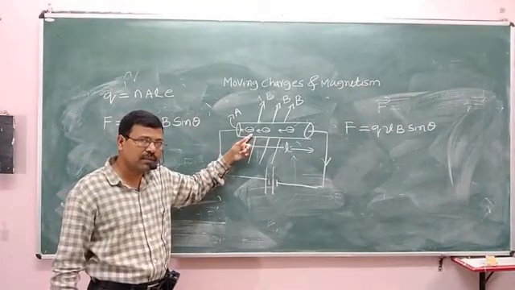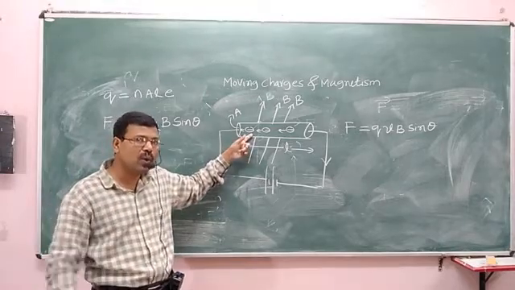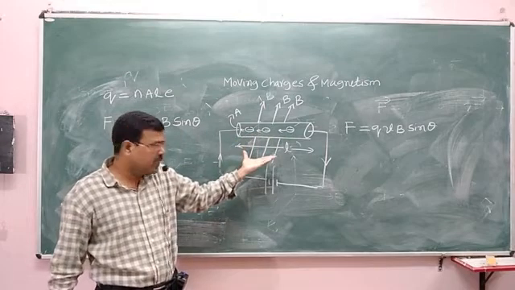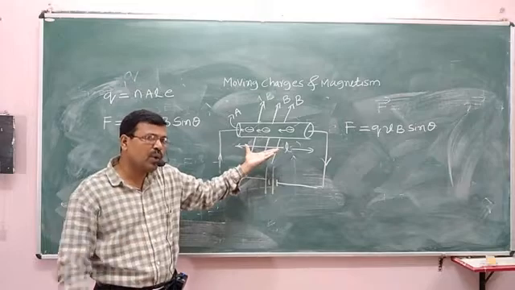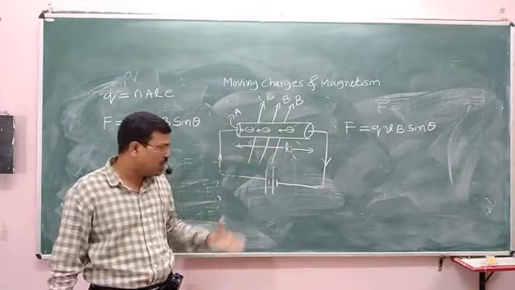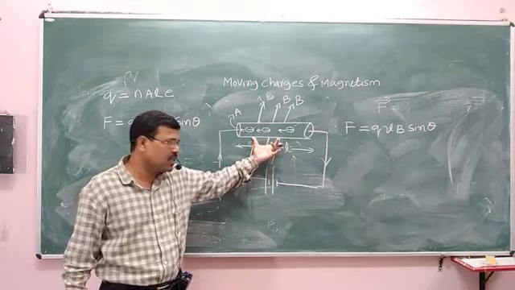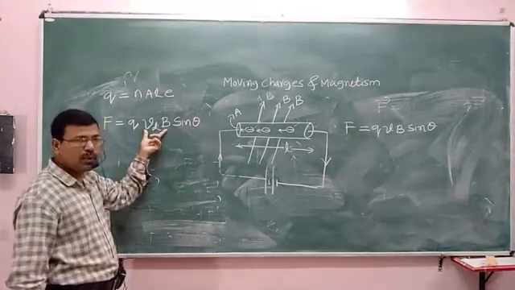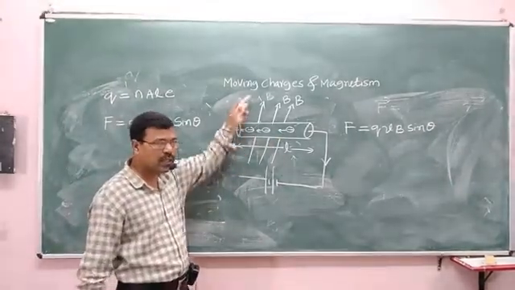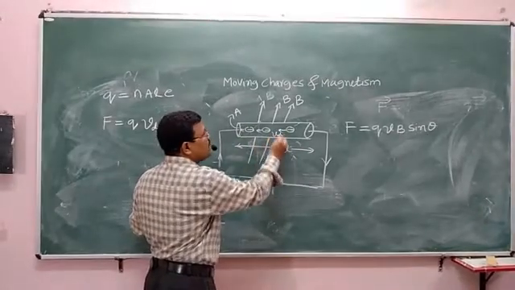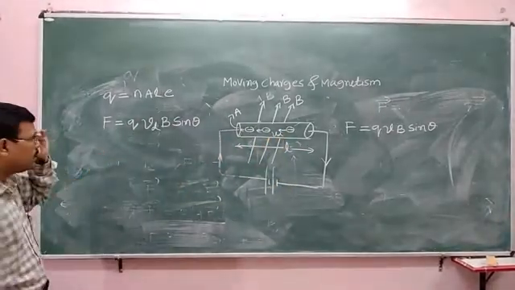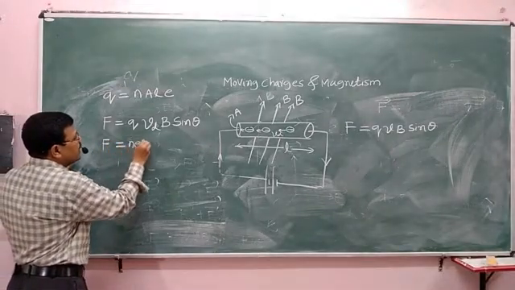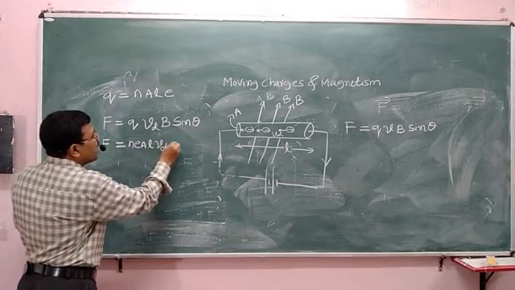What is drift velocity? This is an average velocity with which the electrons are moving when an electric field is applied across the conductor. The average velocity attained by the electrons when an electric field is applied across the conductor. B is the magnetic field. Theta is the angle between drift velocity and the magnetic field. This is drift velocity, Vd. Fine. Now you substitute the value of Q here: N, e, A, L, Vd sin theta.